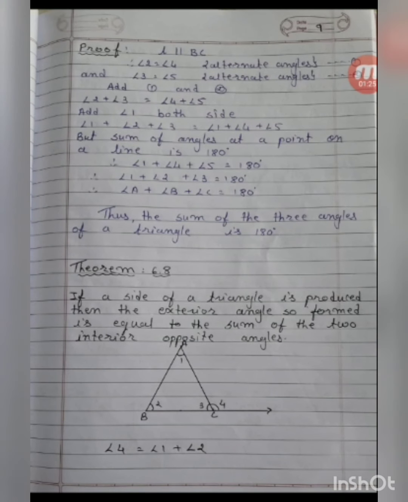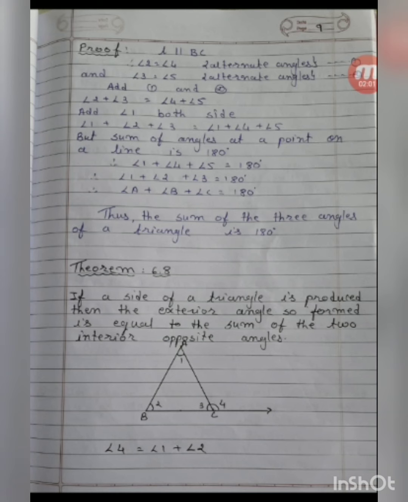Now proof. L is parallel to BC. So, angle 2 is equal to angle 4 as they are alternate angles, and angle 3 is equal to angle 5, alternate angles. Now add these two: angle 2 plus angle 3 is equal to angle 4 plus angle 5. Here add angle 1 on both sides. So angle 1 plus angle 2 plus angle 3 is equal to angle 1 plus angle 4 plus angle 5.